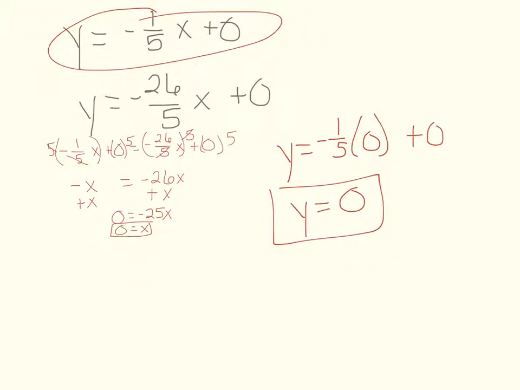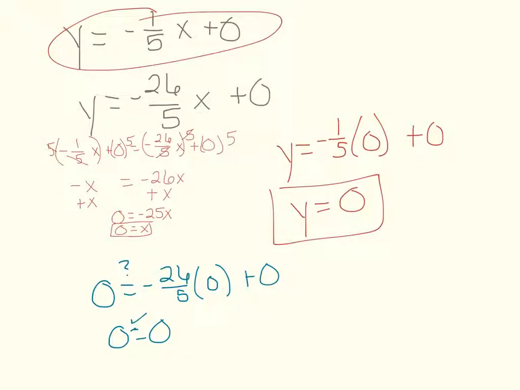Okay, I'm going to check this one now by plugging our solution into the other equation, y and x being 0. So y, put 0, equals negative 26 over 5 times 0 plus 0. Anything times 0 is 0, and when you add 0, it's still 0. So that is correct.